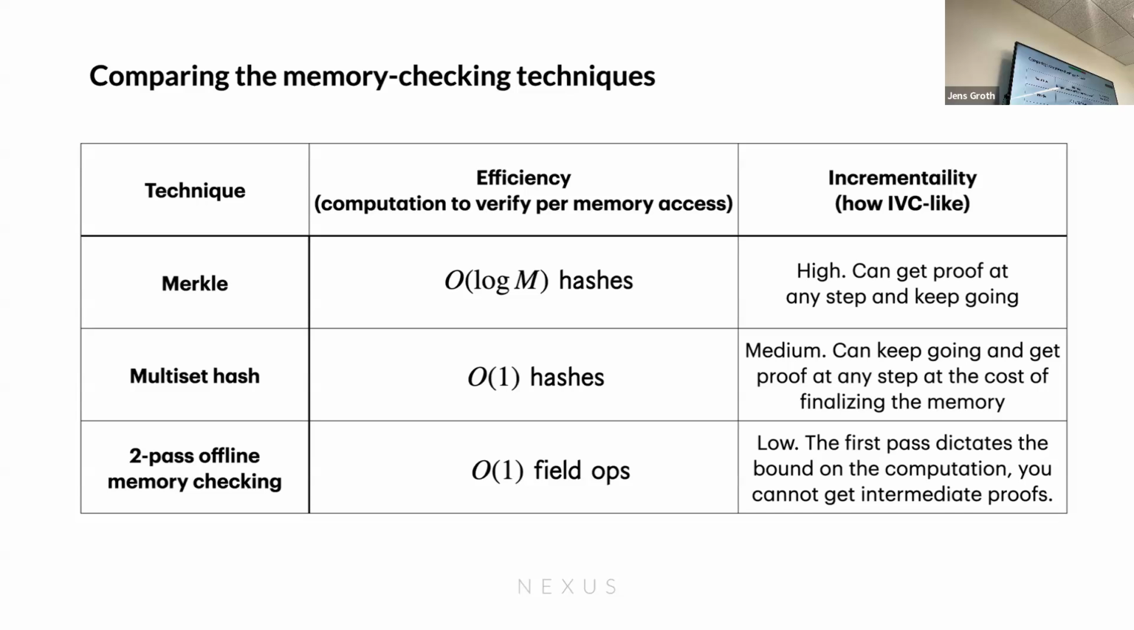And from our perspective, yes, that's a downside, but we care far more about the efficiency. Right now, we're going down from 30,000 constraints to a small constant number of constraints per memory access. So that's a huge win.